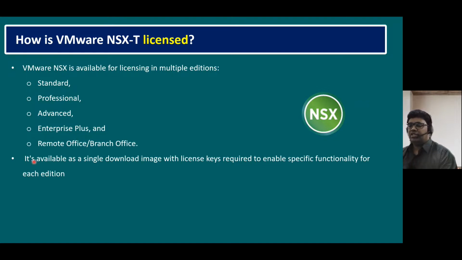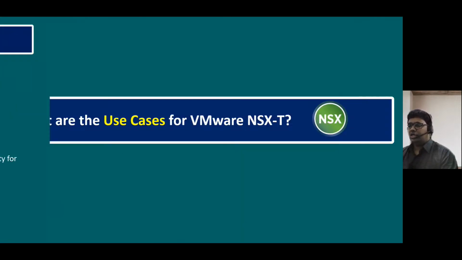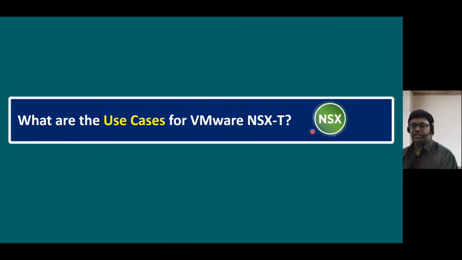NSX is available as a single download image, one single image file only, with license keys required to enable specific functionality for each edition. So when you download the enterprise license key, you will get all the enterprise features. When you download the standard key, you will get only the standard features. You won't get the enterprise plus features. That is the difference.